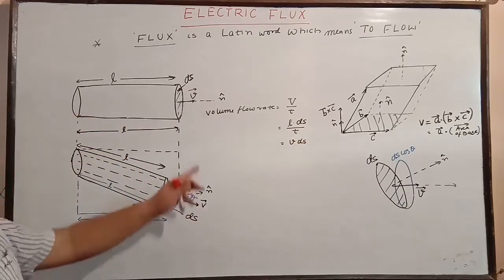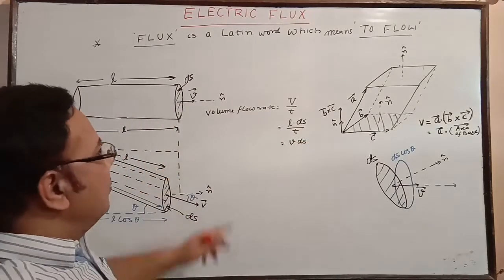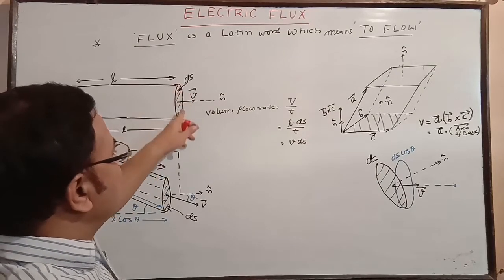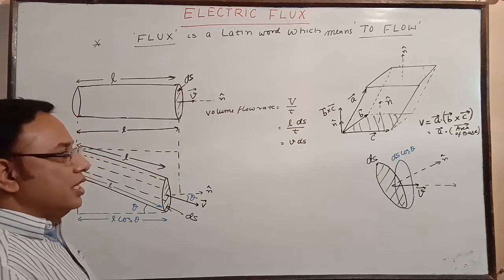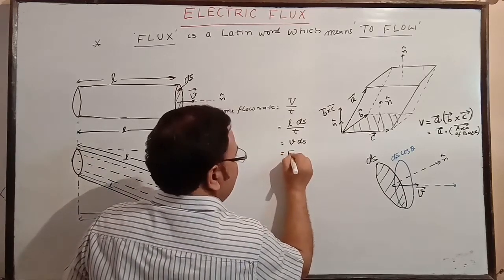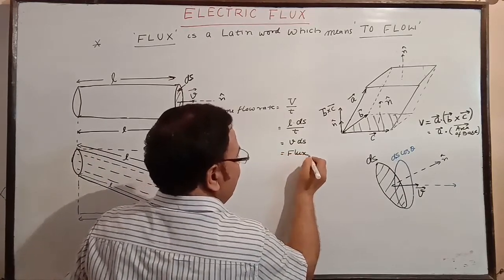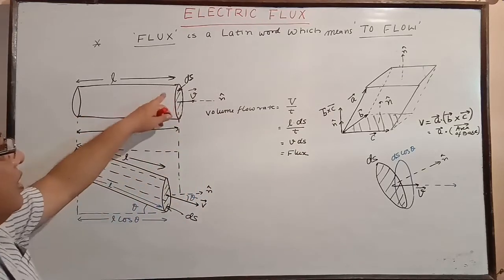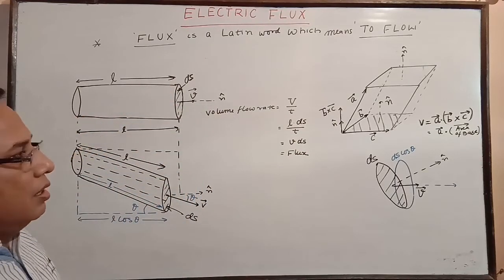This is the expression for volume flow rate when the velocity is normal or perpendicular to the small cross sectional area. This is the expression which is known as flux across a given cross section for a fluid.